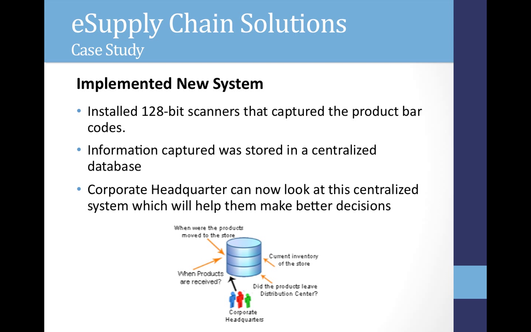So it implemented a new system, installing 128-bit scanners that captured the barcode of the product. All this information was stored as soon as the product was scanned. This information was stored in a central database, and now corporate headquarters can look at the centralized system and see how many products are currently available in the store, how many are needed, and how the store is doing overall.